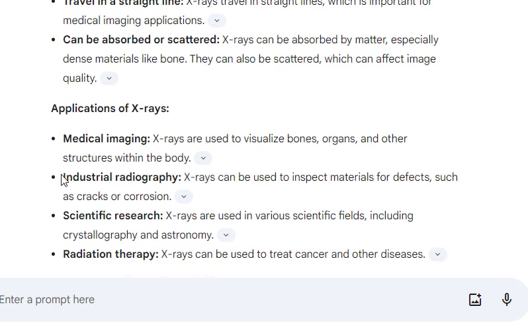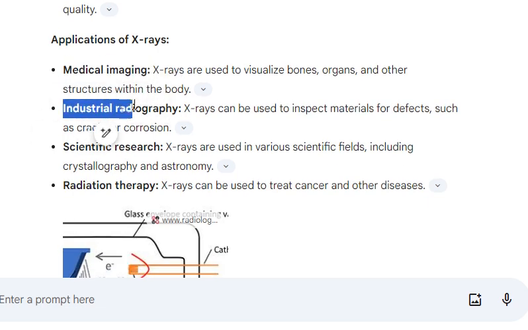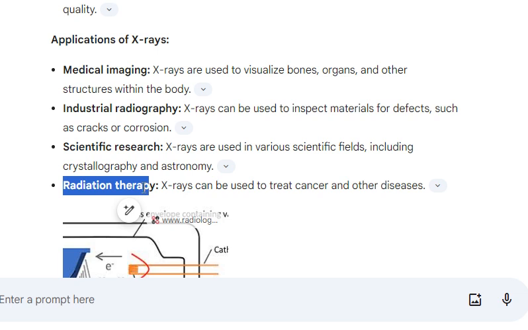Then there are a few applications of X-rays. They are used in medical imaging, industrial radiography, scientific research and radiation therapy. So you can see these are some of the applications. You can go through it and read it.